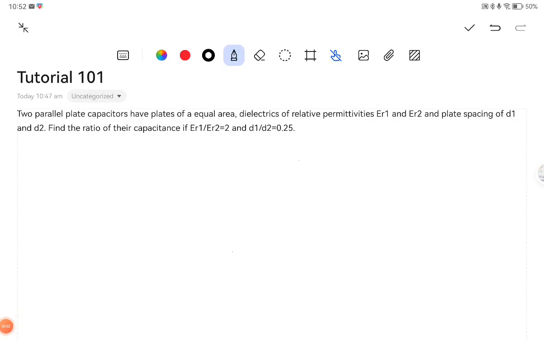Good day. For today's video, we will try to solve this problem about two parallel plate capacitors having plates of equal area, dielectrics of relative permittivities Er1 and Er2, and plate spacing of D1 and D2. Find the ratio of the capacitance if Er1 over Er2 is equivalent to 2 and D1 over D2 is equivalent to 0.25.